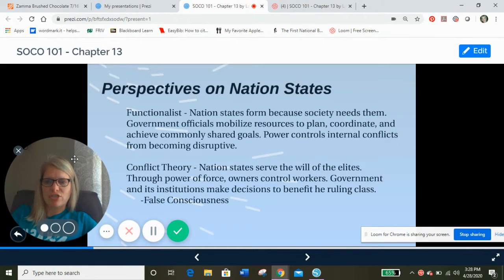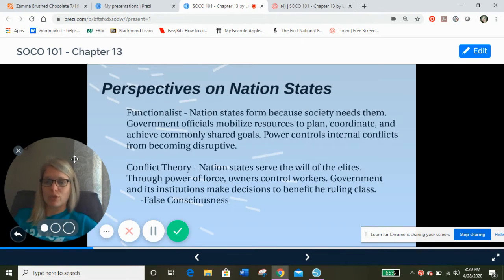So we're not going to talk a lot in this chapter about the 3 sociological perspectives, but we're going to take a minute to talk a little bit about functionalism and conflict theory and their perspective on nation states. So remember, functionalism is the perspective that looks at society as a system of interrelated parts. And if one part of society changes or has a disruption, it causes changes in all the other parts. Functionalism states that nation states form because society needs them. A government is needed and boundaries are needed to mobilize resources, to plan, to coordinate, to achieve commonly shared goals. And that power within the government helps to settle internal conflicts from being disruptive.